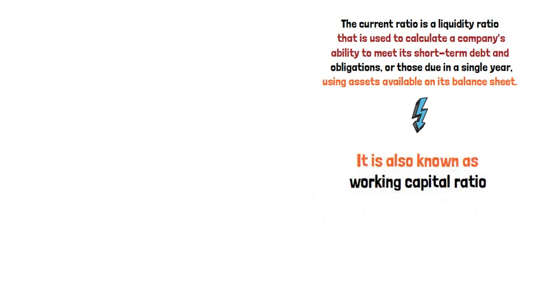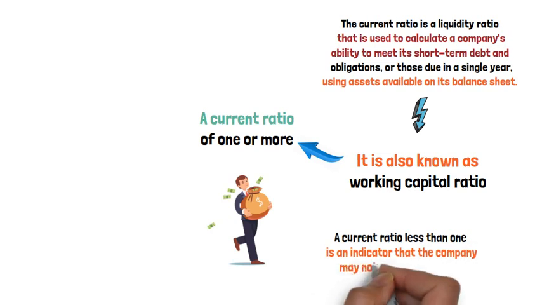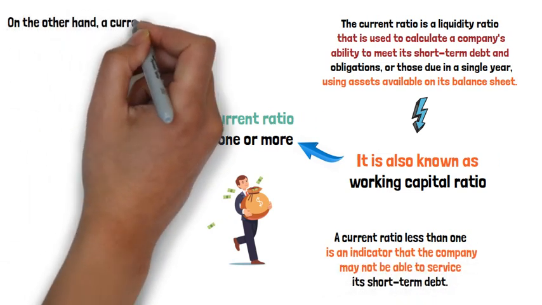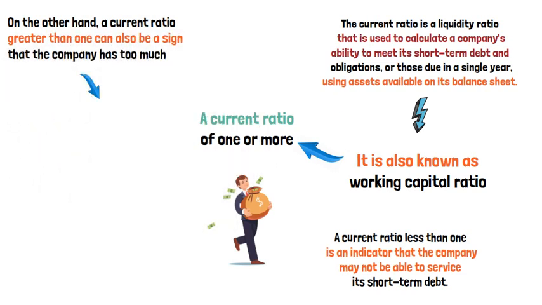A current ratio of 1 or more is preferred by investors. A current ratio less than 1 is an indicator that the company may not be able to service its short-term debt. On the other hand, a current ratio greater than 1 can also be a sign that the company has too much unsold inventory or cash on hand.